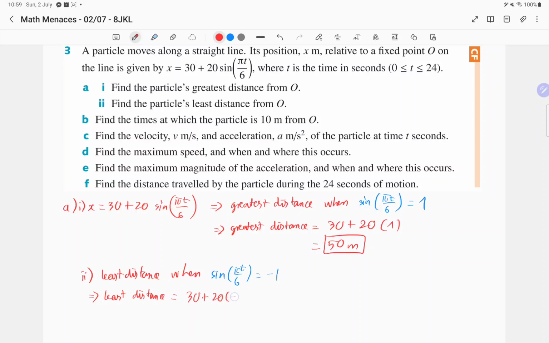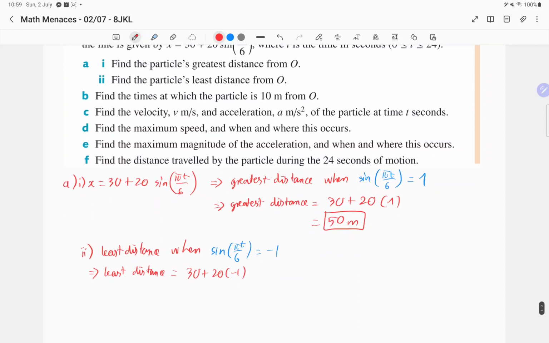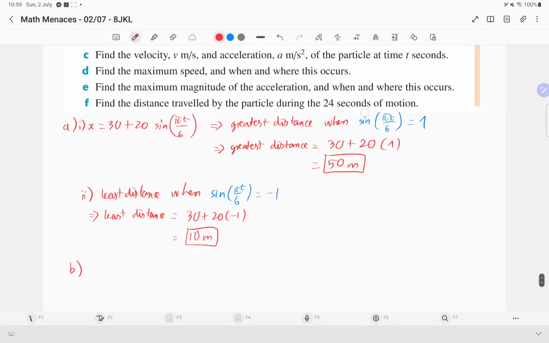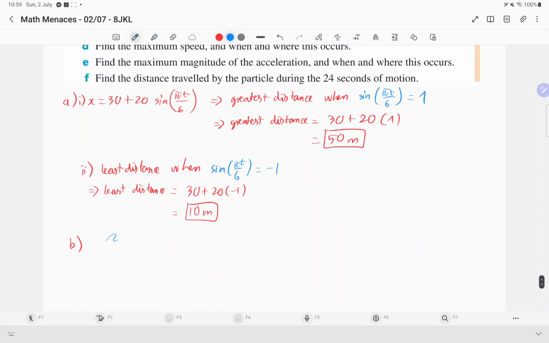Is it 10 and 50? Is max 50? Yeah. Yes. Wait, is this the calculator one? Non-calculator, this one. Tech free.